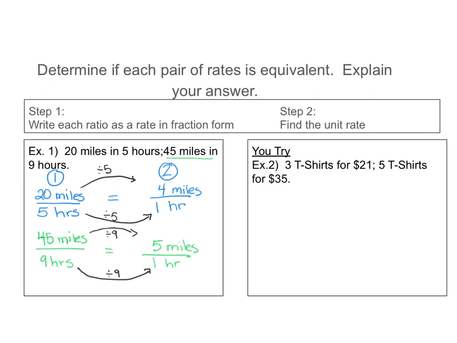Okay, so now I need to write what this means to see if they are equivalent. So this is 4 miles per hour, and this is 5 miles per hour. Are the rates the same? No, they're not. Okay, so you're going to write since the rates do not have the same unit rate, they are not equivalent.